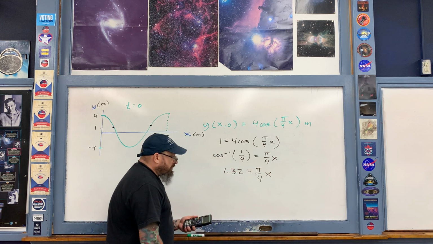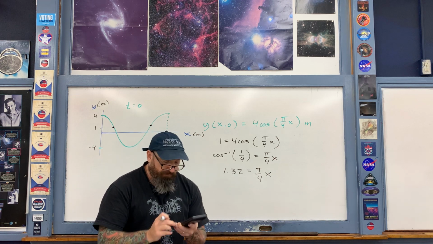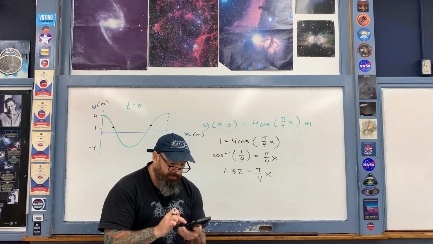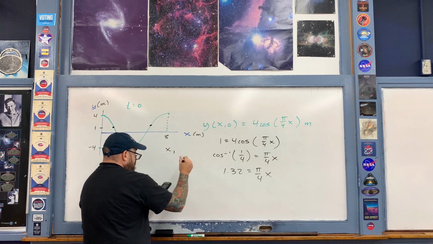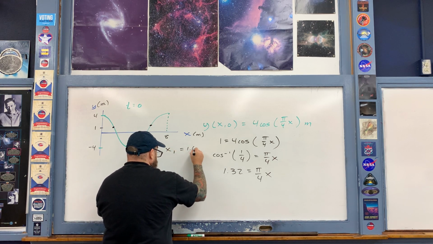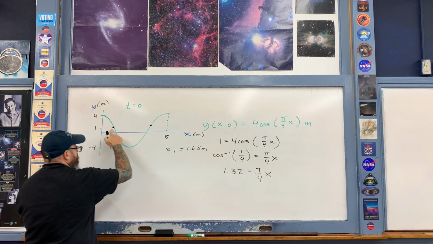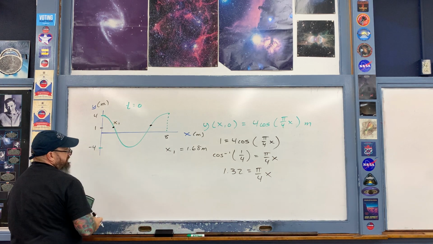Now I'll cross multiply the 4 and the pi to solve for x. So multiply by 4, divide by pi, and the first value of x that I'm finding here, call it x1, is about 1.68 or so meters. That's pretty obviously this point here on my diagram.